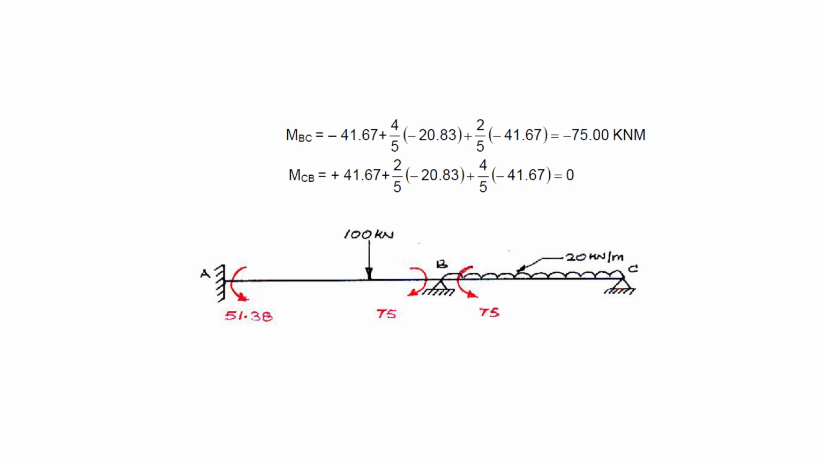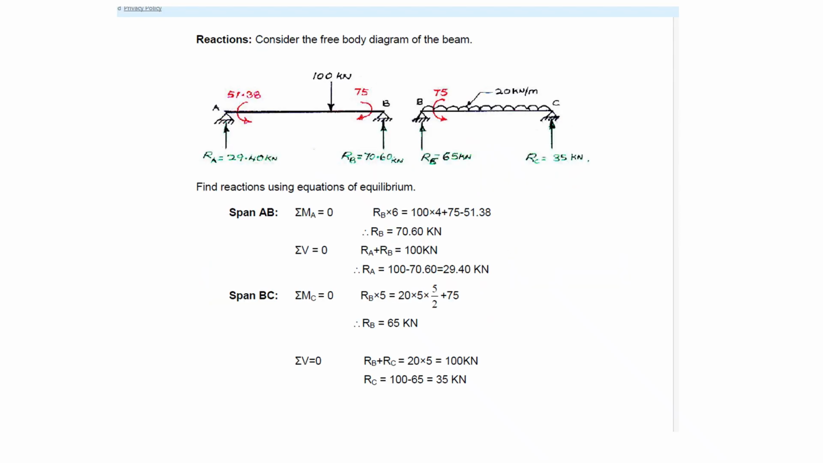MCB we already know, it is a simply supported end, so the moment is 0. This diagram clearly shows the final moments acting at the beam ends. So MAB we have taken minus 51.38, MBA plus 75, and this is minus 75 and this is 0. So this diagram is important. Now once we know all the moments, we can draw the free body diagram and find the reactions, shear force, bending moment, etc. So let us consider each beam span by span.